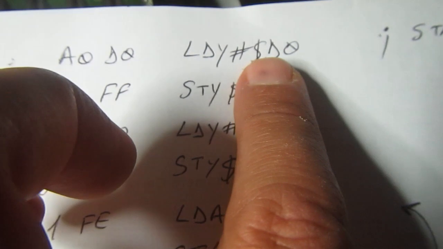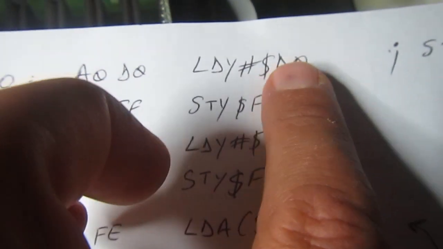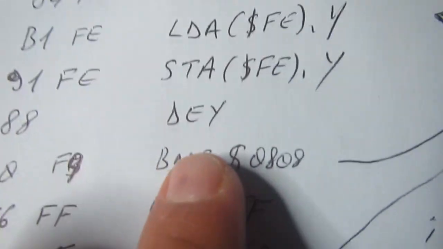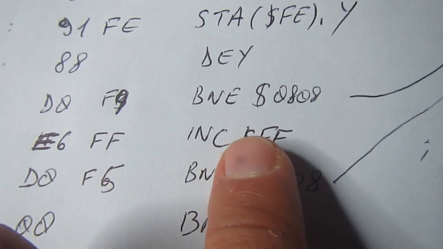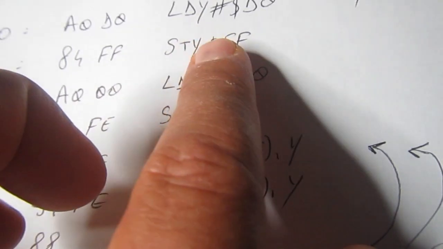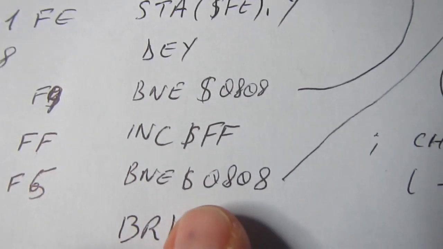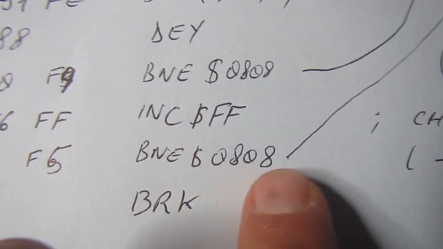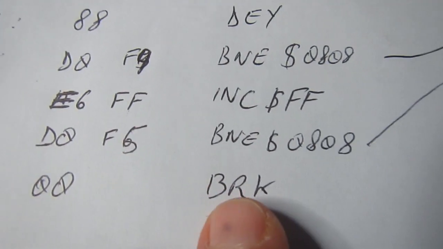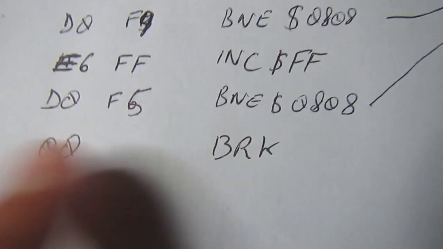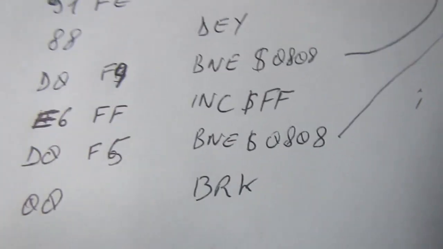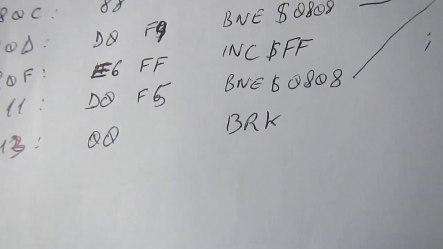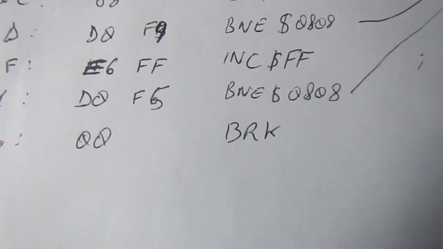And after we copy page FF, which is the last page of the ROM, this increment instruction will produce a 0 in location FF. And so we don't jump anymore to this 0808 location, and we execute a break, which is a soft interrupt instruction that will bring us back to the machine language monitor.